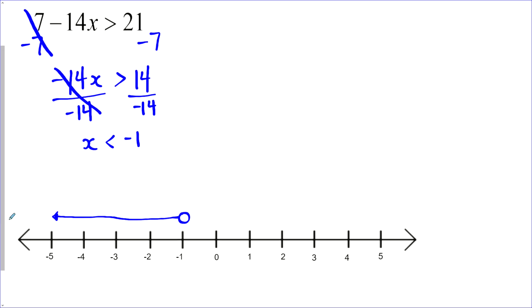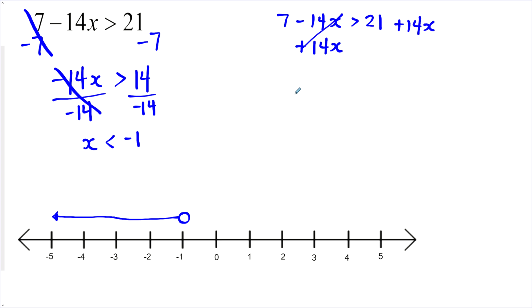Now, that's not the only way we could have done this. Some people would do some different things. So let's look at some different algebra steps that you may have done. When some people look at this, they say, well, this one's minus, and I don't want minus in the end, so I'm going to add this. Get rid of it now. And I'll add it on this side as well. So that cancels there. All I'm left with on this side is 7 is greater than 21 plus 14x. Now we need to get rid of the 21, which leaves us with negative 14 is greater than 14x.